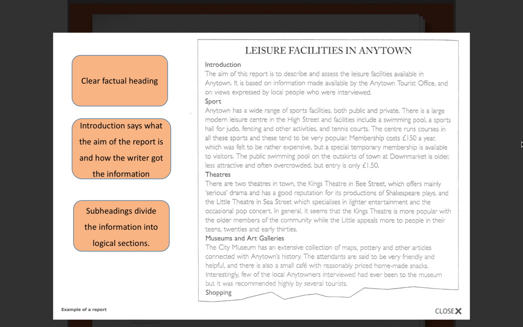And then there are subheadings. You have sport, theaters, museums, and art galleries. These could also be subheaded by findings, and then you had sport, theaters, etc. But it's clearly structured. If you take a look at this report, you know it is a report because of the structure. You can read through the report at your own pace and maybe also write down some phrases that are used, some structures that you could use in your own reports. Let me just close this.